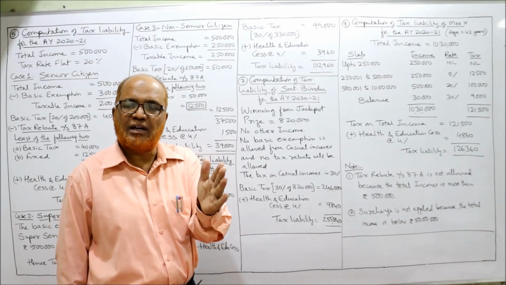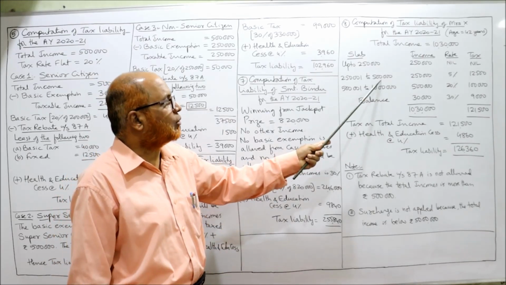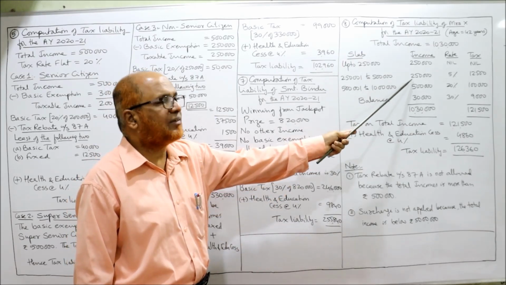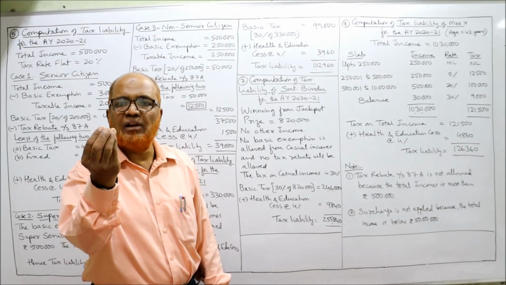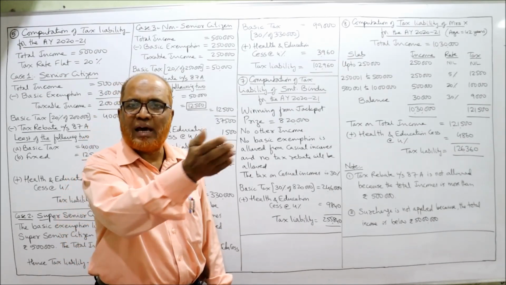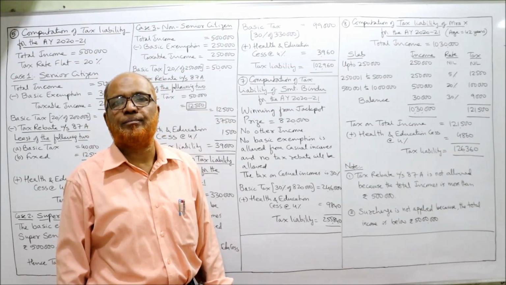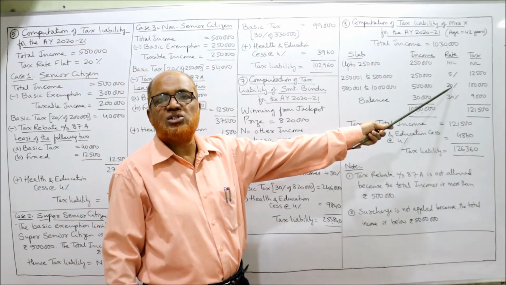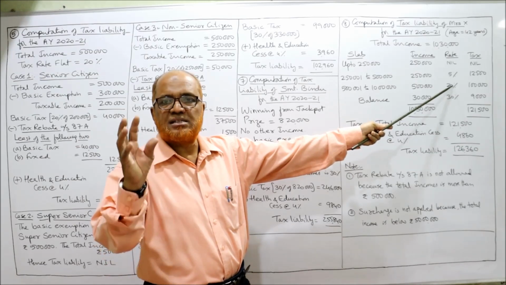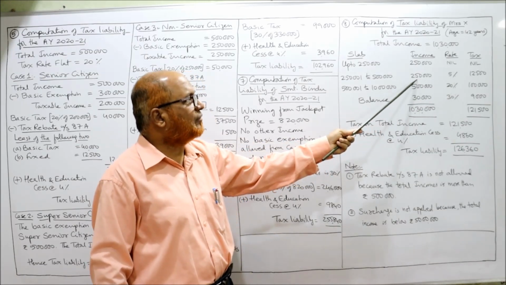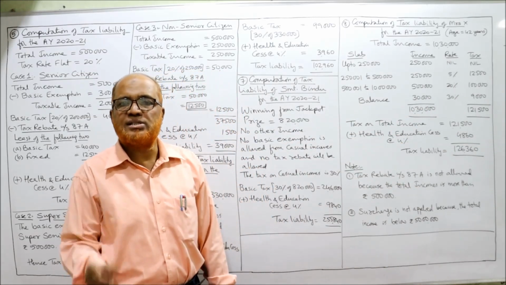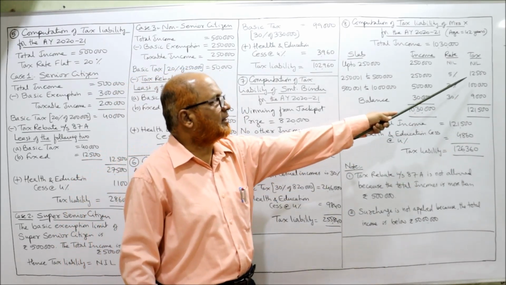Now the second slab will arise from 2,50,000 1 rupee to 5 lakh rupees. The income comes to 2,50,000, because out of the total 5 lakh, the first 2,50,000 is exempted. For the next 2,50,000, the tax rate is 5%. So 2,50,000 into 5% is 12,500. In the second slab, 12,500 is the tax.